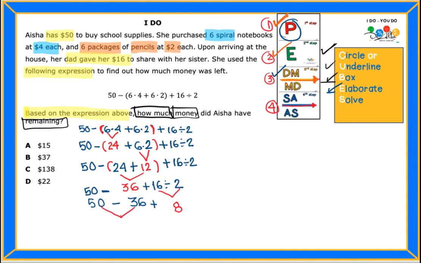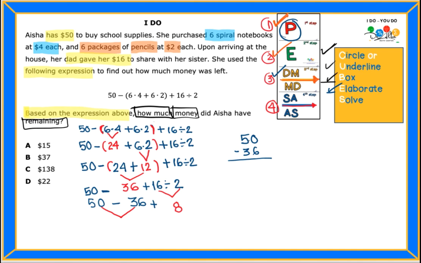50 minus 36. You did it mentally? Okay. So that's great. If you didn't do it mentally, we're going to do it by hand. And I always do my operations on the side. I will never do my operations underneath, because I want to keep my process clean.